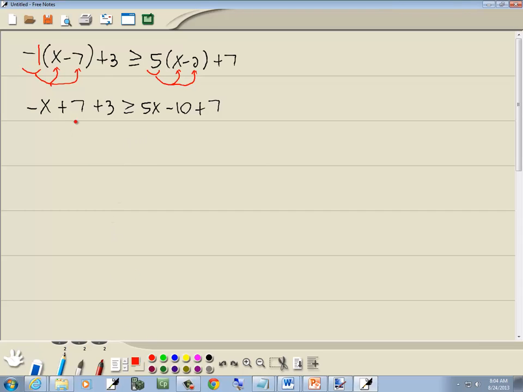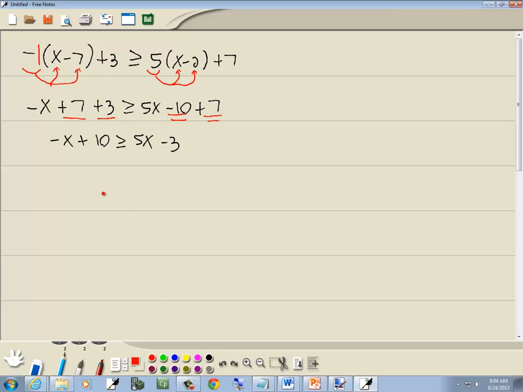At any step, combine together numbers. Over on the left side, we've got 7 plus 3. That's going to give us 10. So we've got negative x plus 10. Over on the right side, combine together numbers. We've got negative 10 plus 7. That's going to give us negative 3.